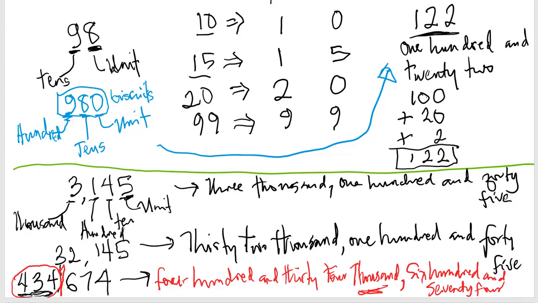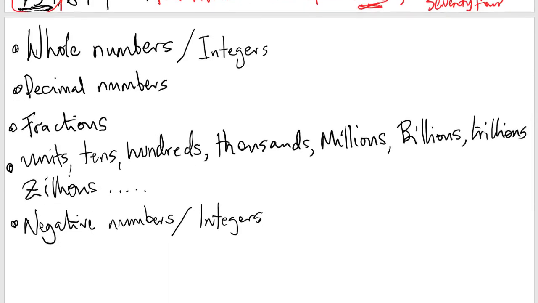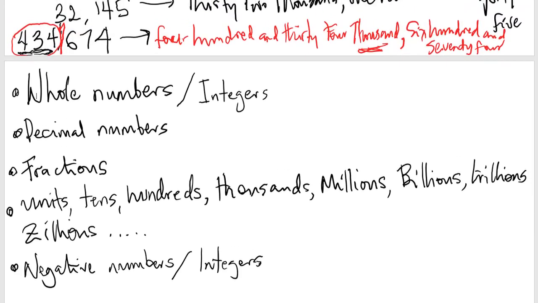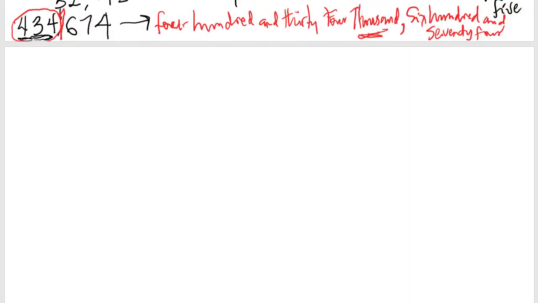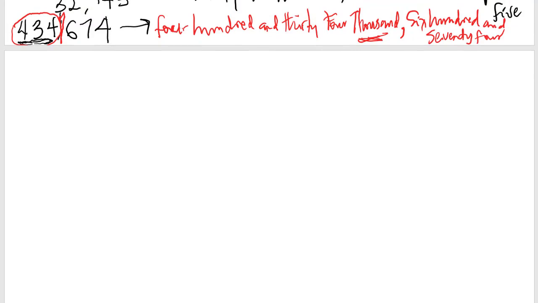Okay, so we'll move on to the next item on our list, which is millions, billions, trillions, and zillions. Okay, so we finished thousands, so we're moving on to millions. So we have, let's say, this number 2,434,674.